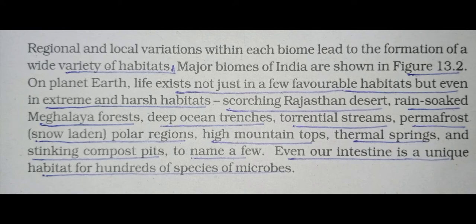Okay, so you know that the 4 are there. Life exists not just in a few favorable habitats but even in extreme and harsh habitats. Some examples are the scorching Rajasthan desert, rain-soaked Meghalaya forest, deep ocean trenches, torrential streams, permafrost, meaning snow-laden polar region, high mountain tops, thermal springs, and shrinking compost pit, to name a few. Even our intestine, underline, even our intestine is a unique habitat for hundreds of species of microbes.